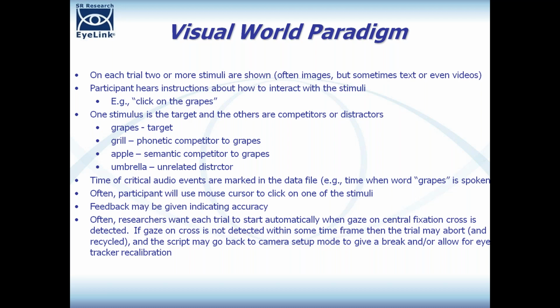And so in our little example template, we have the 4 images on the screen. One of them would be the target, one of them would be a phonetic competitor, one's a semantic competitor, and one would be an unrelated distractor. And the idea is you're going to use the look patterns on the different images that are on the screen, the gaze patterns on those different images, to tell you something about the time course of the processing of the audio that the participant's hearing.